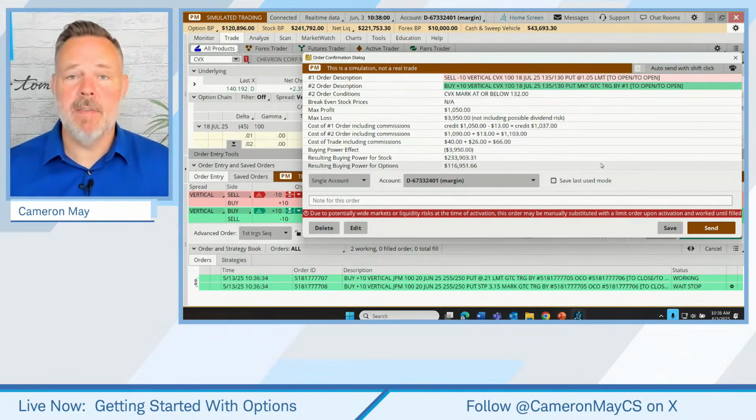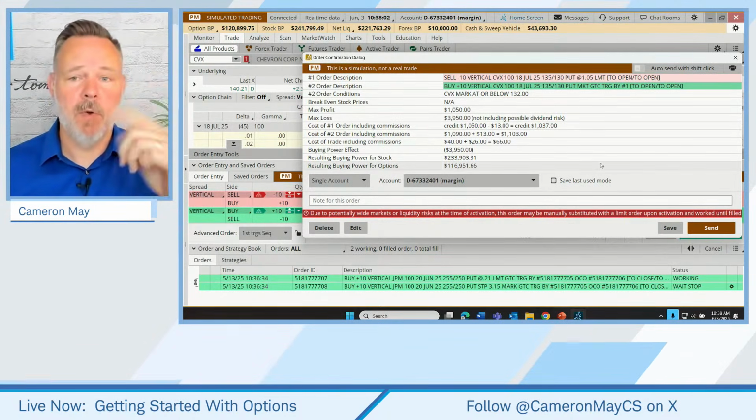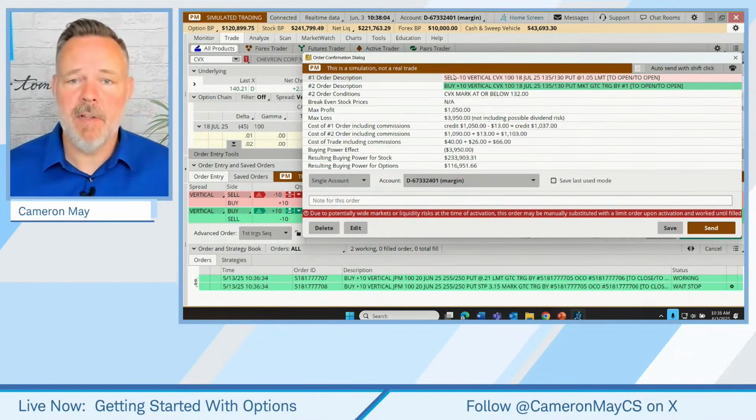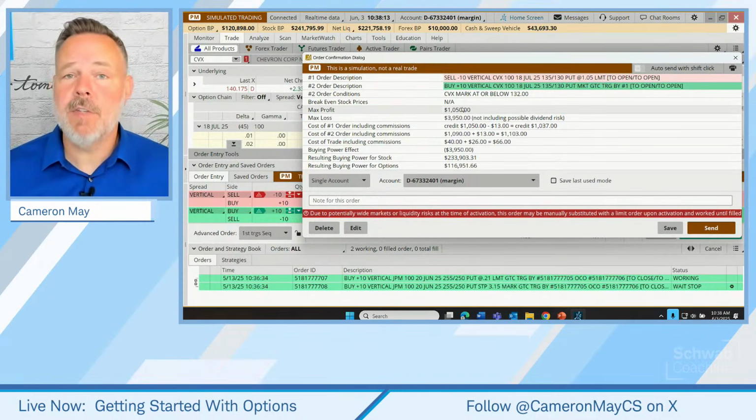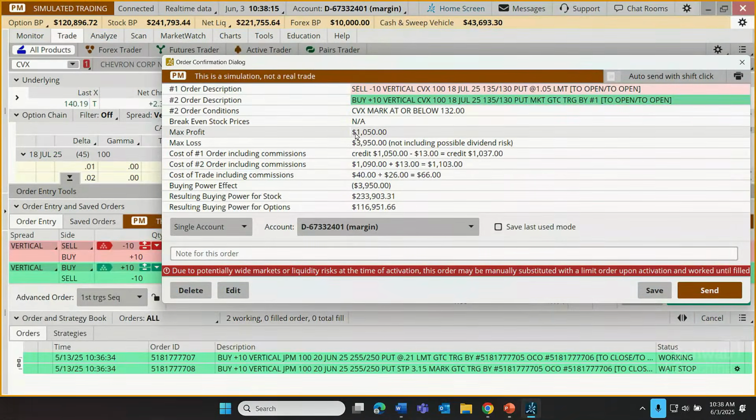I think the price of these has gone up. So the 1.05 looks like it's likely to fill, but time will tell. We're going to sell these 10 verticals, the 135, 130 put, trying to get $1.05 out of this. If we can fill those 10 contracts, that gives us a maximum profit of $1,050. Gives us a maximum loss of $395. That's under our $4,000 risk tolerance. There is a commission to be paid on each contract on both legs. So that's where the 13 bucks comes from.